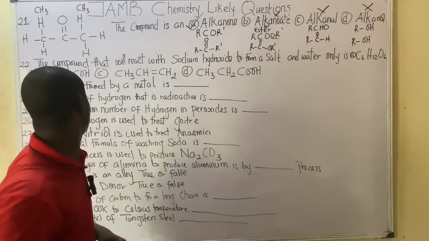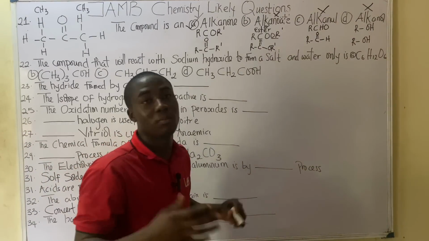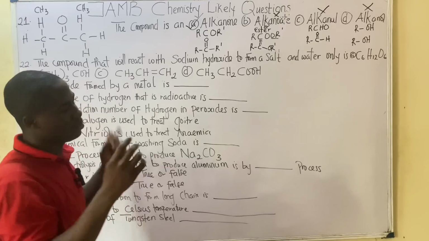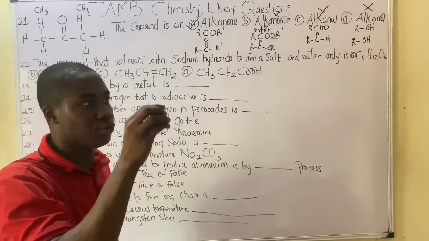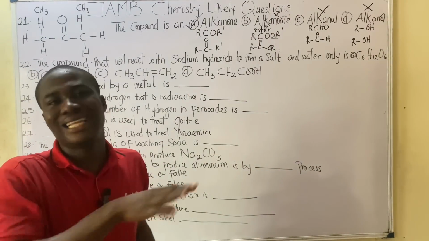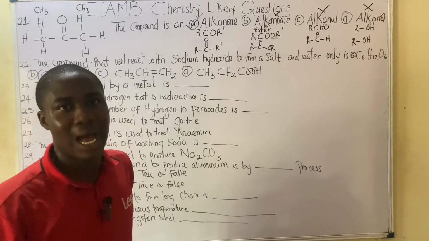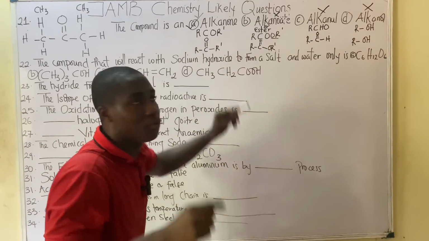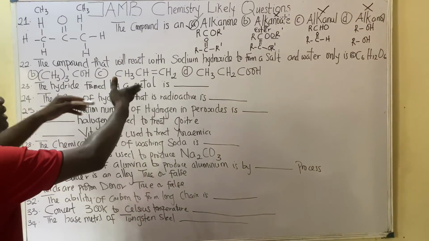Now, question number 22 says the compound that will react with sodium hydroxide to form salt and water. With this, I'm thinking of a neutralization reaction, because something should react with sodium hydroxide. Sodium hydroxide is a base. So what reacts with a base to form salt and water? That's acid. So you're actually looking for the compound that is an acid.